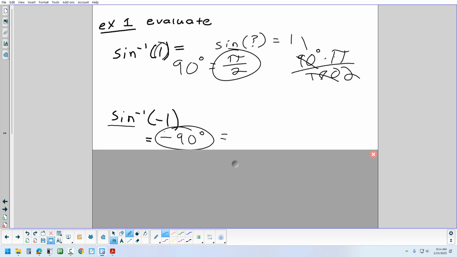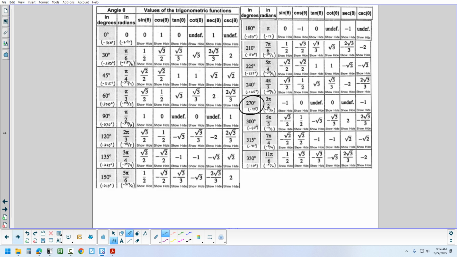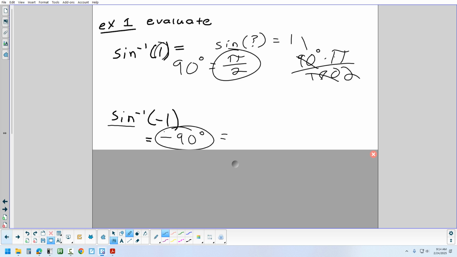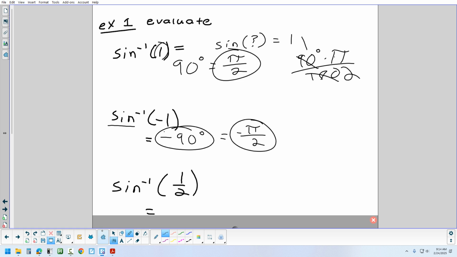Or, if they wanted the answer in radians, what would you write down for that? Negative pi over 2. And that's it. So far, we haven't really had to worry about finding the same answer on the chart more than once. This one you will.